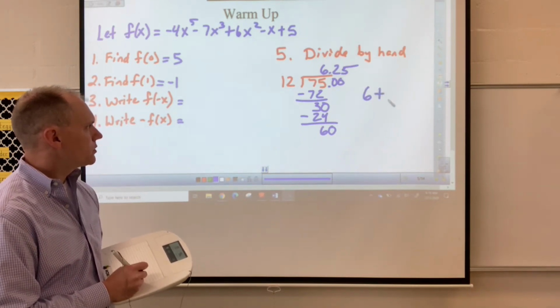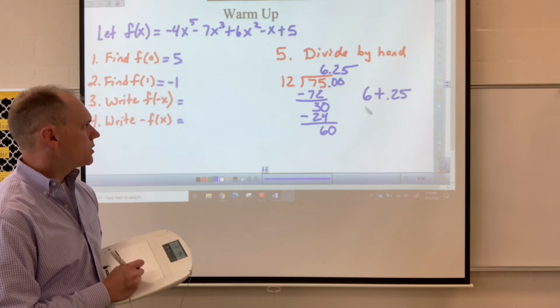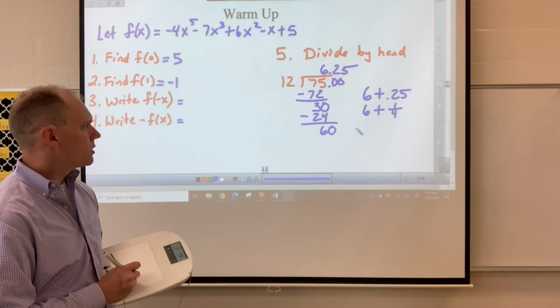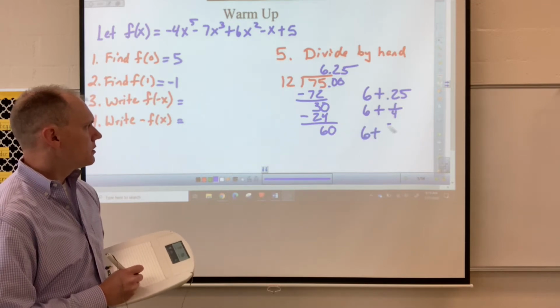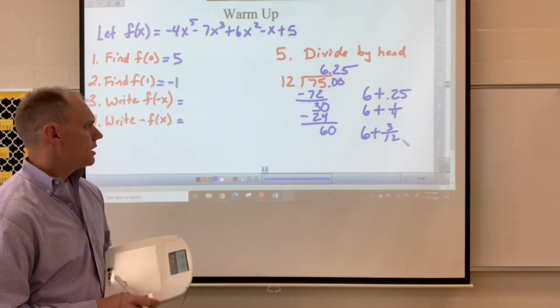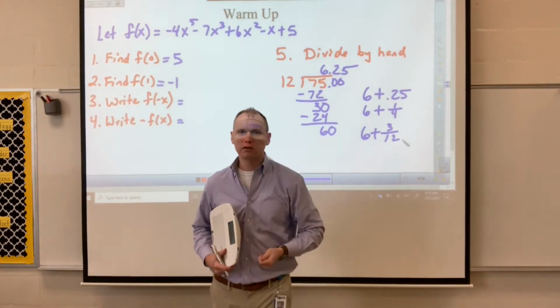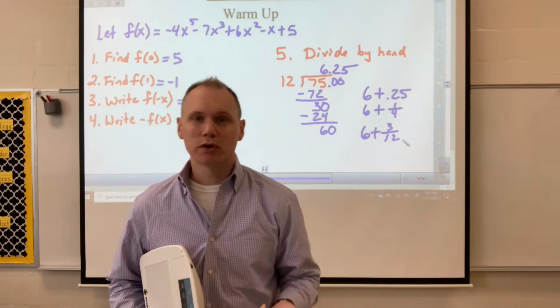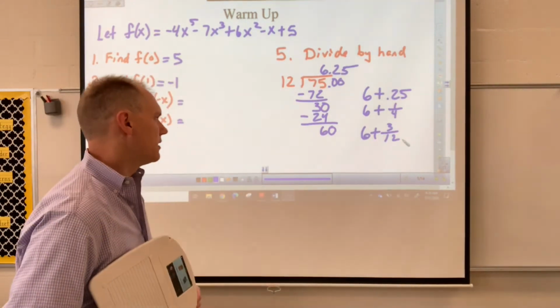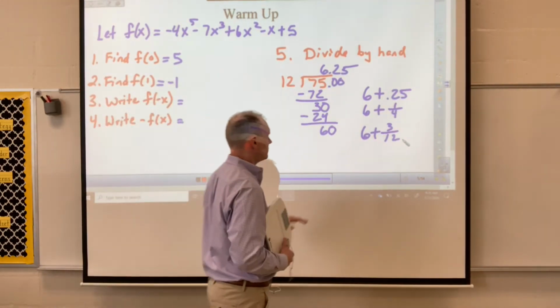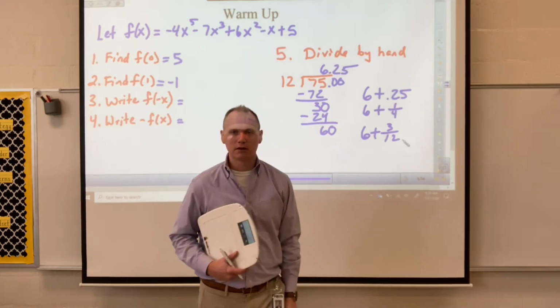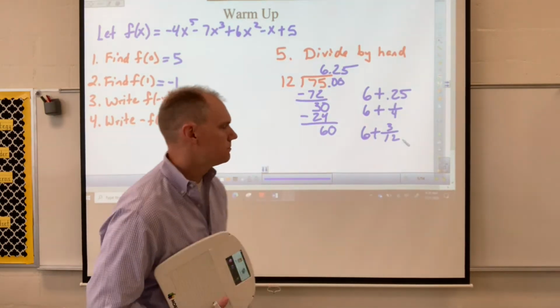6 plus, we can do the 0.25, or we can write 6 plus 1 fourth, or 6 plus 3/12. So it's still 6.25, but I've written it in this way to kind of show us what we're going to do here in a little bit. Because we're going to write it this way all day today as we move forward in this lesson.